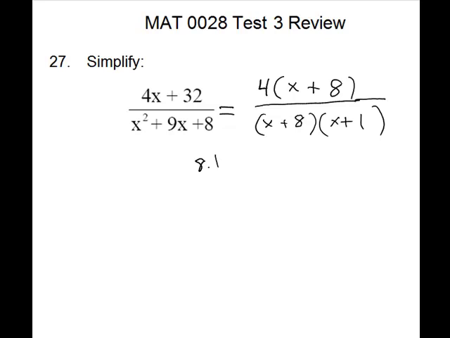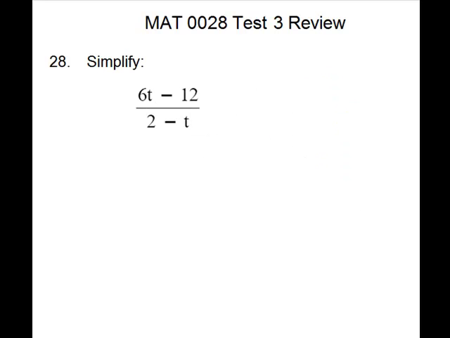Once you have everything factored, then you're going to divide out common factors. So the x plus 8 is the same. It can go out. And then our final answer is 4 over x plus 1.